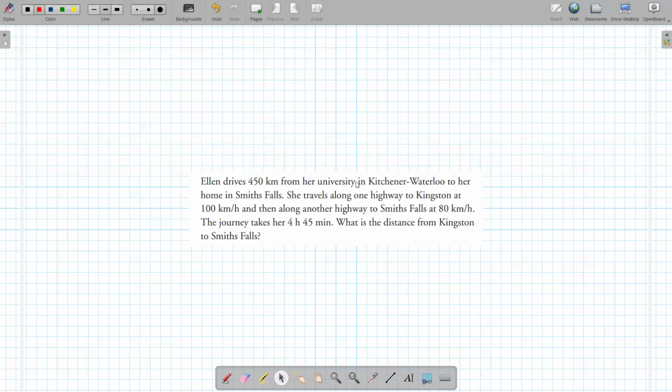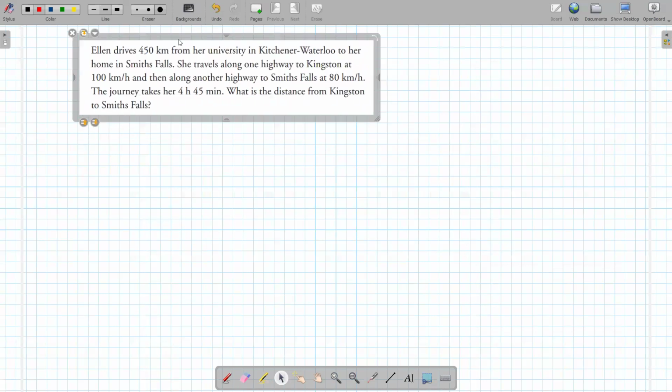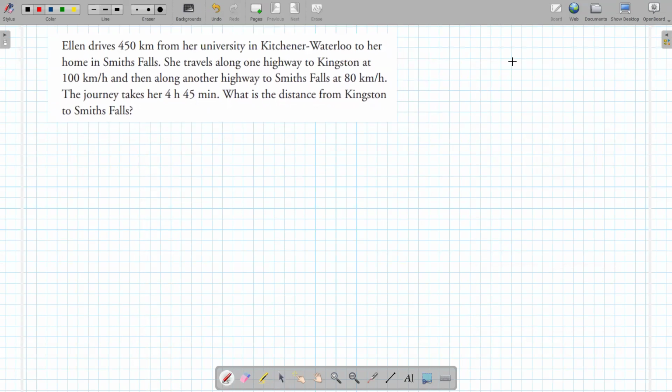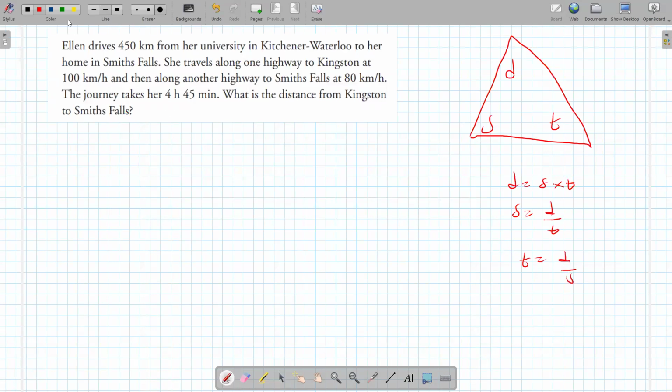This question, I think we've done this before. You want to think about this from the perspective of the Holy Trinity of distance, speed, and time. Distance is speed times time. Speed is distance over time, and time is distance over speed. If you go down, you multiply. If you go up, you divide. So those are the three equations.